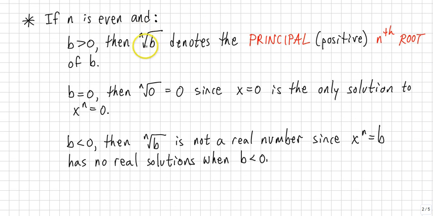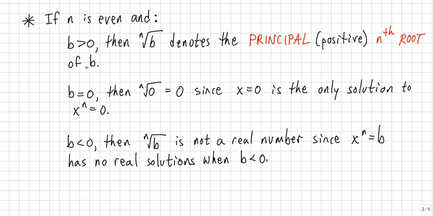Then we get some notation here. So you have this little n with what looks like a square root sign, but it's not always a square root, as we're going to see here in a second. So this little n with this symbol right here and the b under it, that denotes the principal or positive nth root of b. So if you see this little n with this symbol and a number under it, if that number is positive and this number right here is even, then that notation denotes the principal or positive nth root of b.